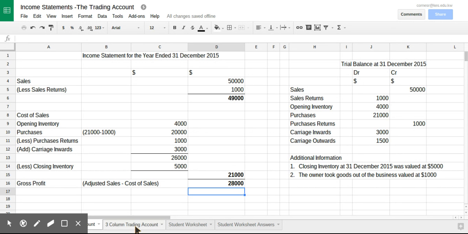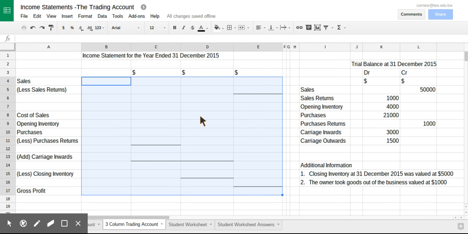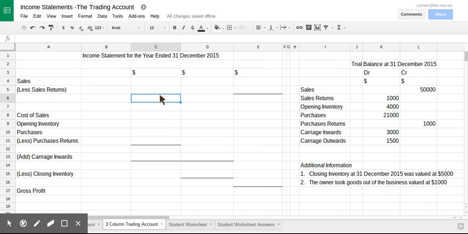The way I prefer to lay these out is using 3 columns. I do the adjustments to the purchases in this first column. I then work out my cost of sales in the second column, and I then do the overall calculations in the third column. For me, it makes it a slightly more logical way, and it makes it easier to remember what I'm going to add and what I'm going to subtract.